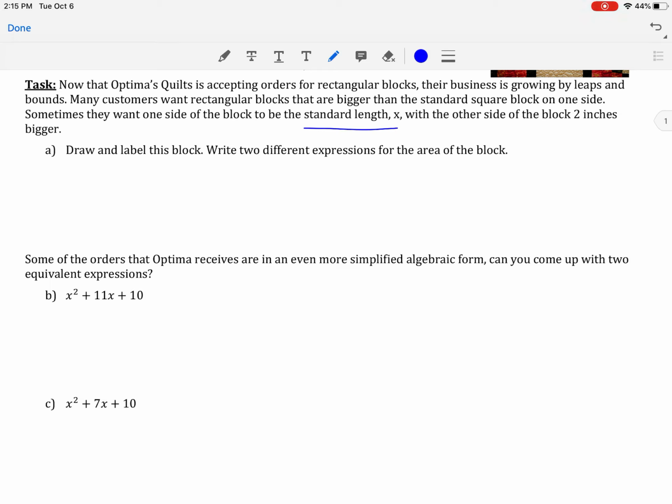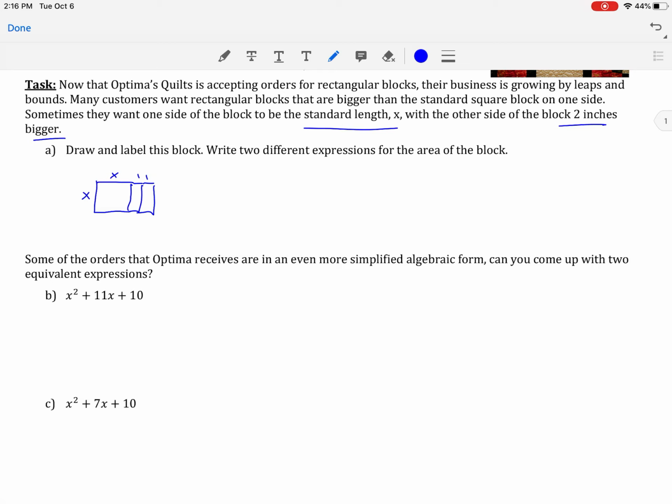So one side they want to be the standard length of x, and the other side they want to be 2 inches bigger. So for us, we want to have a length of x and a length of x, and then plus 2 more pieces on this side, plus 1 plus 1. And so what it looks like is we have 2 extra pieces on this side. And so those are the lengths. So we have a length of x plus 2 on top and a length of x on the side.